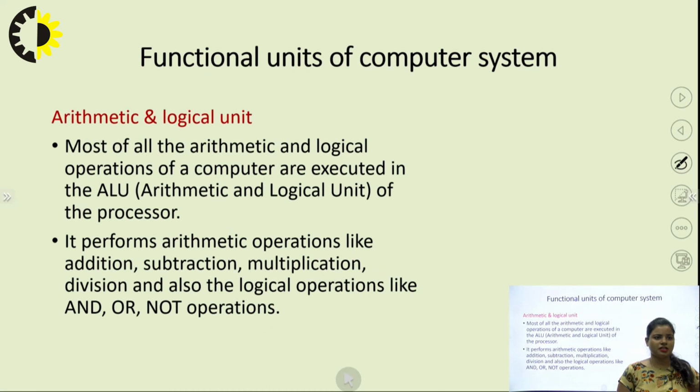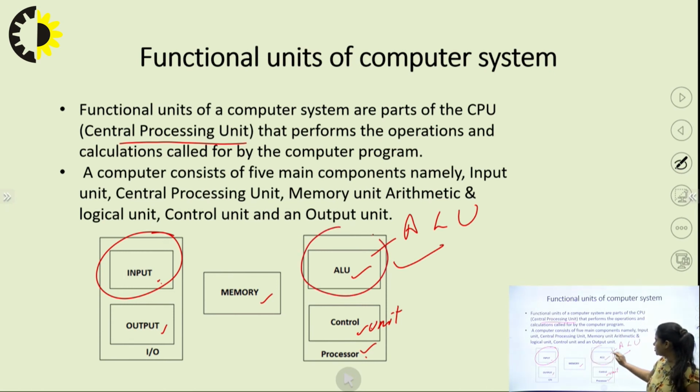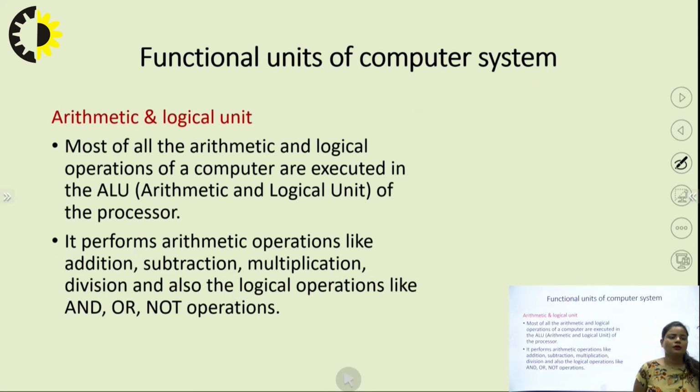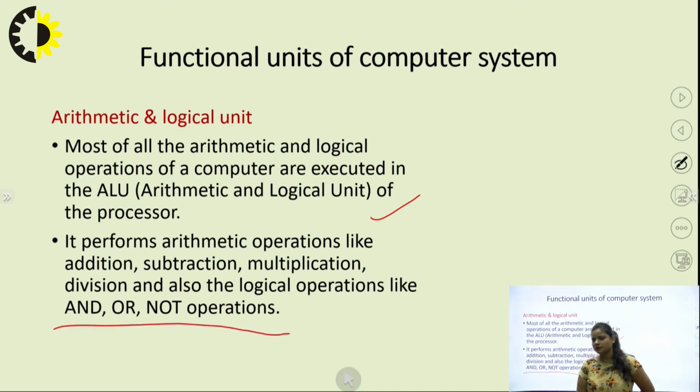Next we are going to study the arithmetic and logical unit. So what does the arithmetic and logical unit do? Most of the arithmetic and logical operations of a computer are executed in the ALU. ALU is what? Arithmetic and logical unit. It is part of the processor. It performs arithmetic operations like addition, subtraction, multiplication, division, and also logical operations like AND or NOT. These are the basic logical operations. Okay, so this is the working of the arithmetic and logical unit.